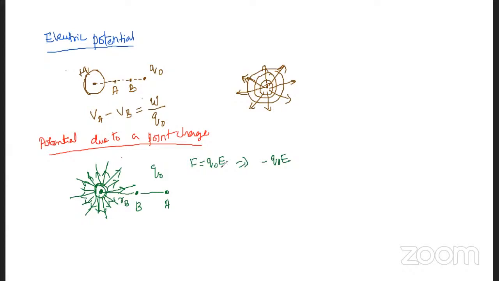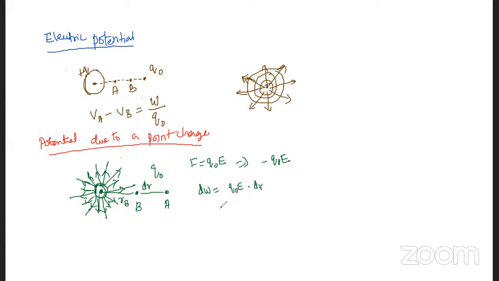So the work done by some external agent to move the charge q naught through a small distance dr, if you consider, is given by work W equals force into distance. So the small work done, dW, is equal to force into distance. This force is q naught E, and the distance moved is dr.